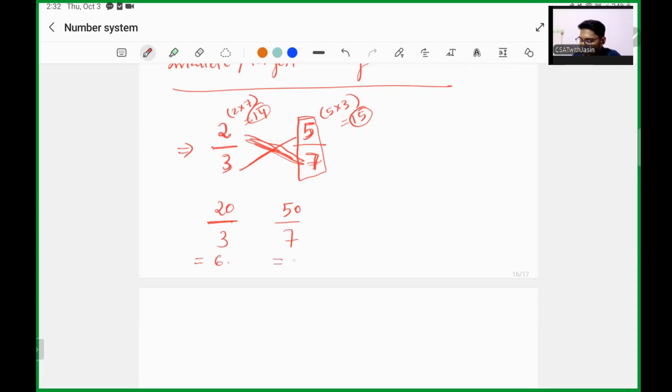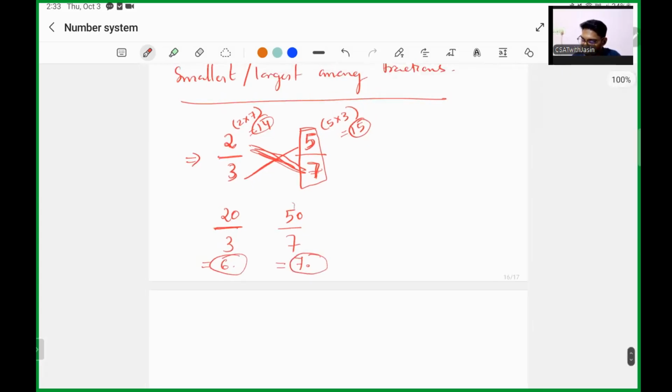Now 50 by 7 will be 7 point something, right? Because you know 7 into 7 is 49. So it will be 7 point something. So 7 point something is greater than 6 point something, right? So then also 5 by 7 will be the greatest fraction. So in these two ways you can do. And sometimes in questions you can mix these tricks and use both. I will show you that.